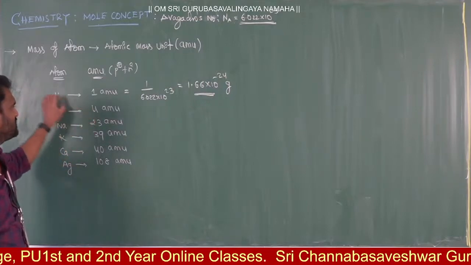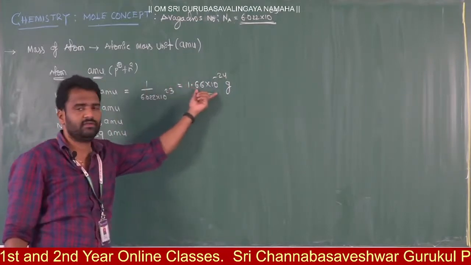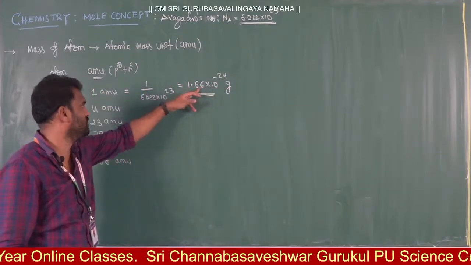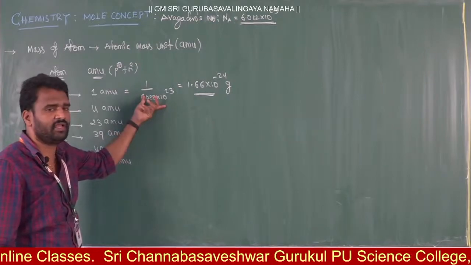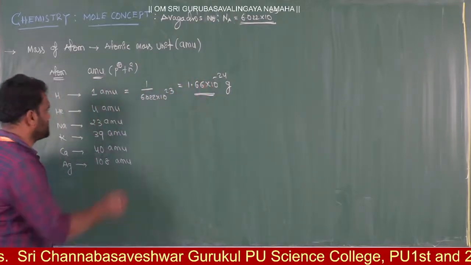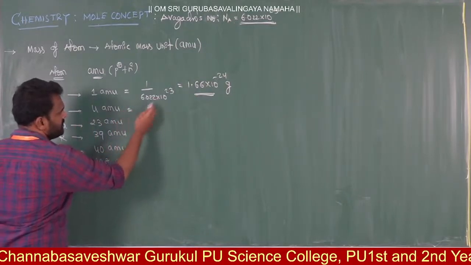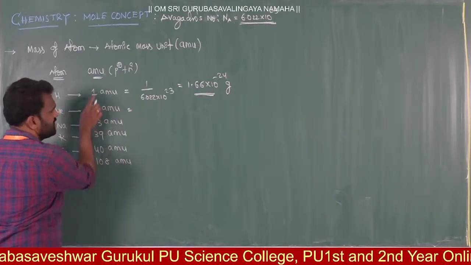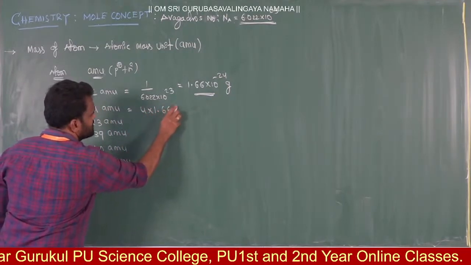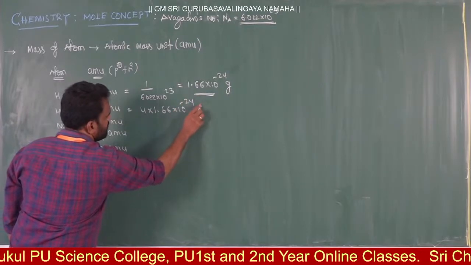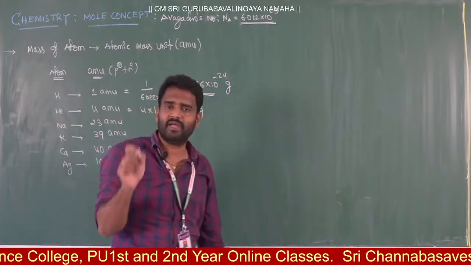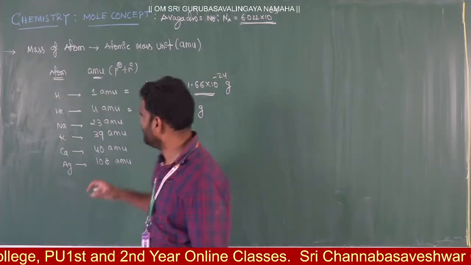Right now, if I want to convert, this is the weight of 1 hydrogen atom in grams. The weight of 1 hydrogen atom equals AMU divided by Avogadro number. If you take it, you will get the weight of 1 atom in grams. In the same way, what is the helium weight? Helium with respect to hydrogen is 4 times, so 4 × 1.66 × 10^-24 grams is the weight of 1 helium atom in grams.